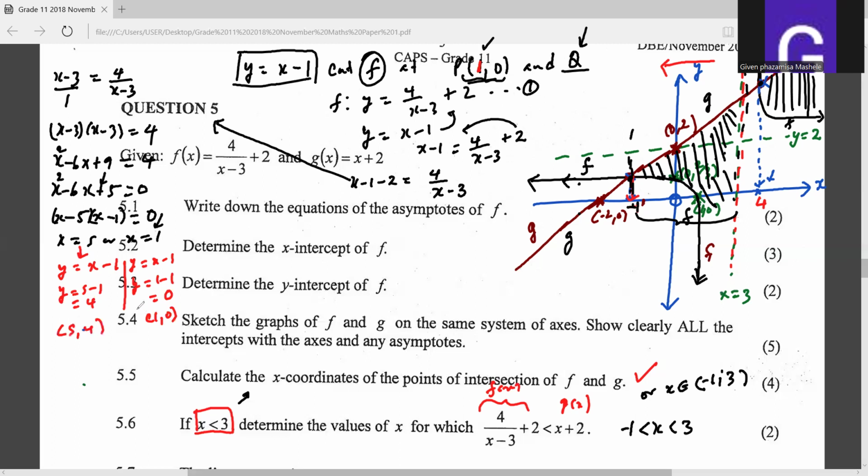But the one we have is the P, so it means this is the Q. So the coordinate of Q is 5 and 4. I believe you are following.